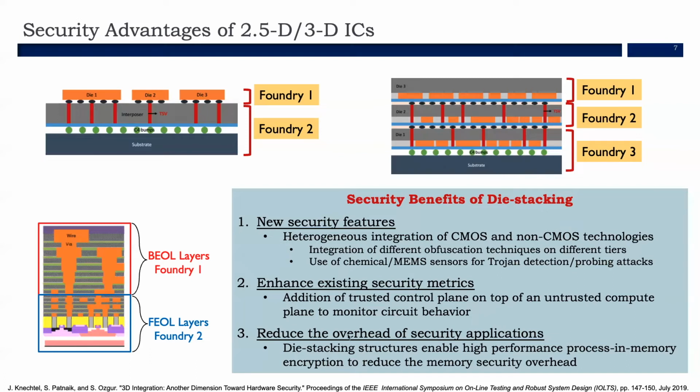And third, it reduces the overhead of security applications. That means that the die stacking structure enables high performance processing memory encryption to reduce the memory security overhead. In addition to that, a different obfuscation plane can be fabricated without increasing the additional area of the functional plane, which still improves the security, but also does not impact the overall area of the functional die.